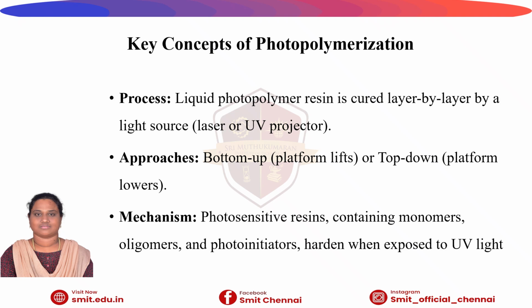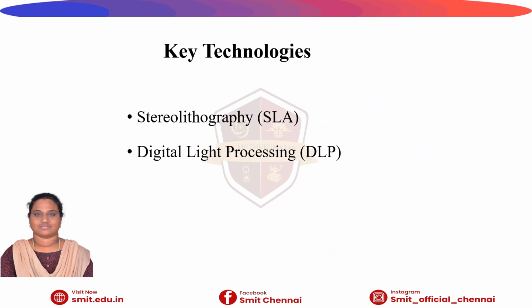Photopolymer resins contain monomers, oligomers, and photoinitiators. When exposed to UV light, the photoinitiators absorb the light energy and generate the reactive species that trigger polymerization. This reaction causes the monomers and oligomers to cross-link, transforming the resin from a liquid state into a solid. The curing happens only in the illuminated parts.